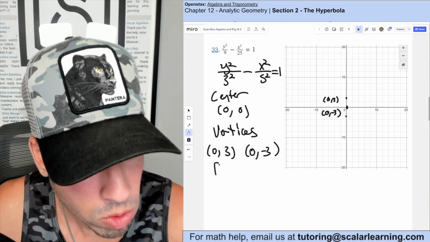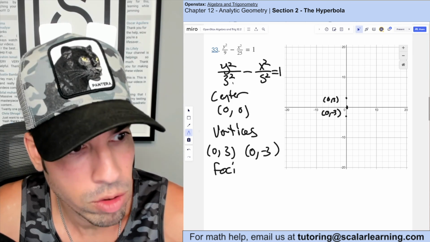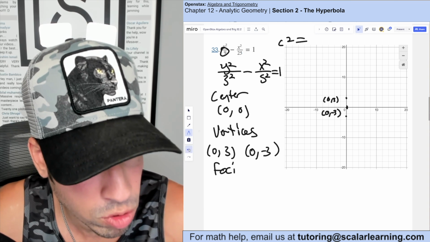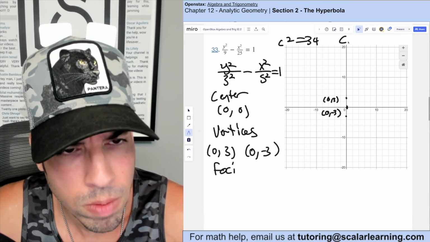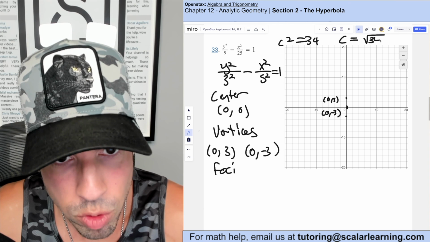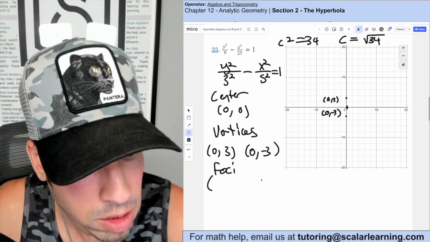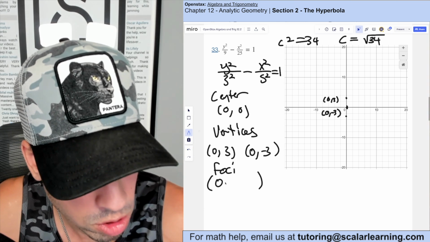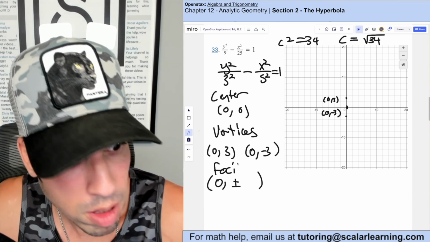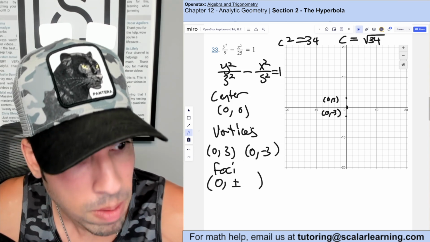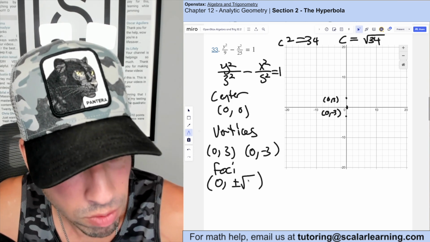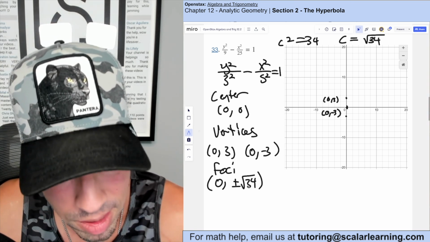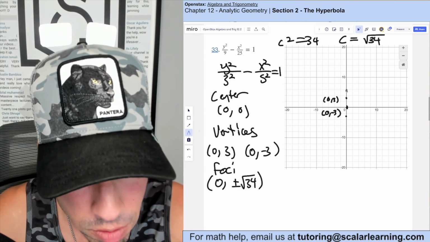Now let's get the foci. For the foci, we need our c value. C can be gotten from this equation: c squared equals this plus this, 9 plus 25, which is 34. Therefore, c is the square root of 34. Since we know it's going up and down, we add that to the y value of the center. So it's (0, 0 plus or minus root 34), okay? And the square root of 34 is pretty close to 6, right? The square root of 36 is 6, so we can say right around here for the foci.